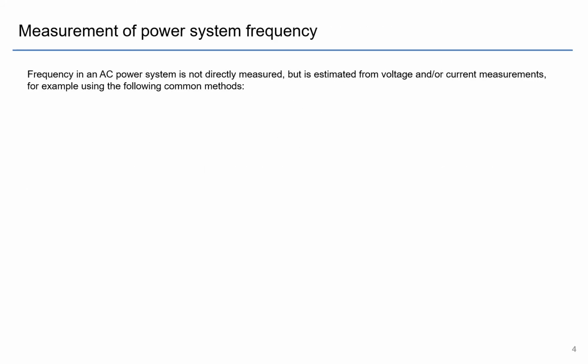The first complication in estimating inertia is the measurement of power system frequency. Frequency in an AC power system is actually not directly measured at all, so it's also another estimate. It's an estimate based on voltage and current measurements. There are quite a few methods for measuring frequency, but here are two common methods.